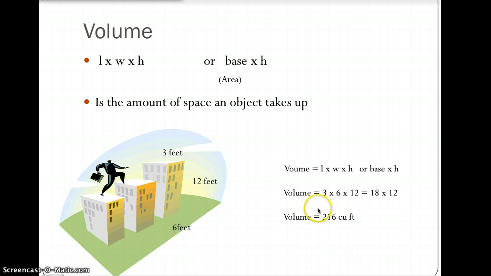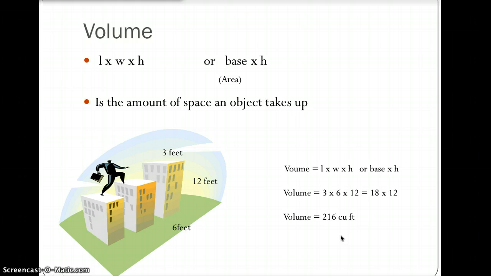So when you go through and plug it in, remember that's the base, because your area, which would be the flat part, would be 6 times 3, which is 18, times your height, which is 12. So then 18 times 12 is 216 cubic feet. Remember, volume is found in cubic units.